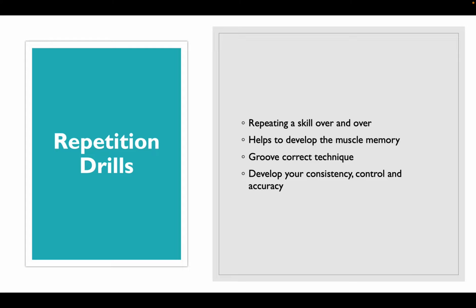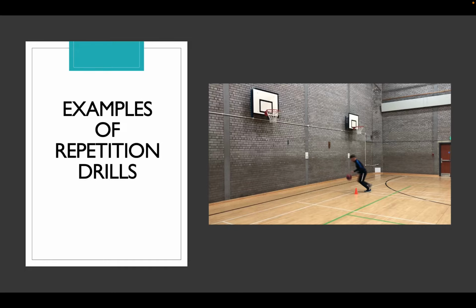So we're practicing a skill over and over, and this will help us to develop muscle memory because we're practicing this skill over and over, and it helps us to groove the correct technique once we've got the feel of the action. This is really useful for developing our consistency of skill, also our control and our accuracy when performing one particular skill. We're now going to look at some examples of these from basketball and from badminton.